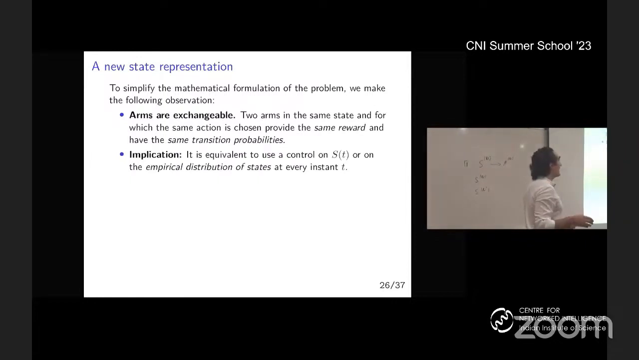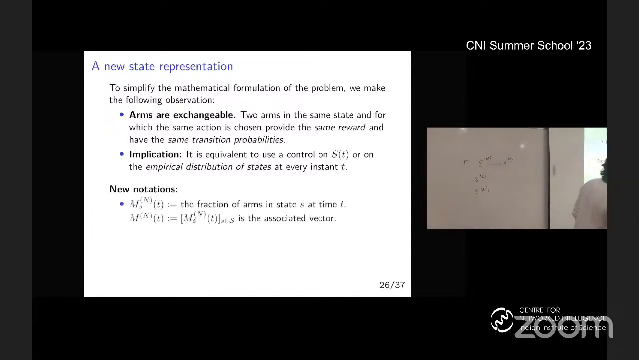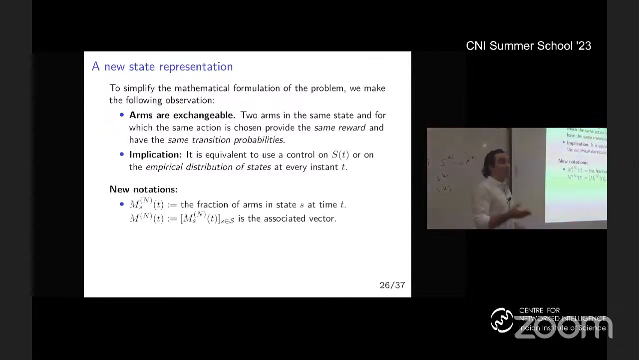It means that instead of just applying your control directly on your state S of t, you can directly work on the empirical distribution of the state at time t, because there is no difference in the information that they contain. So now I will denote m^S_N of t as the fraction of arms in state S at time t, and basically I'm defining the associated vector.